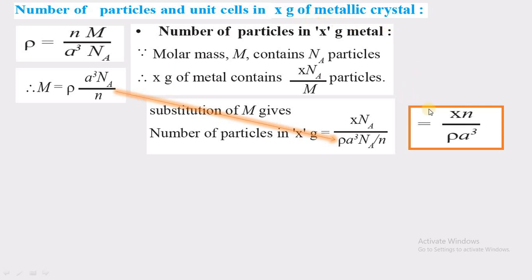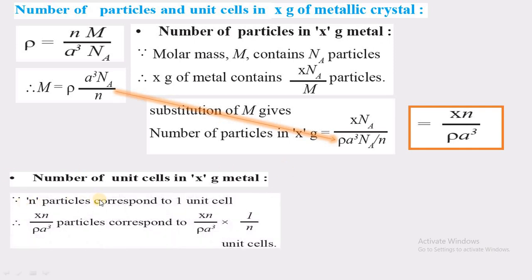For that we must know whether it is a BCC, FCC or simple cubic unit cell, also its density and its volume. If we know these things, we can calculate the number of particles in the unit cell. For the calculation of number of unit cells in x gram, another formula will be used.